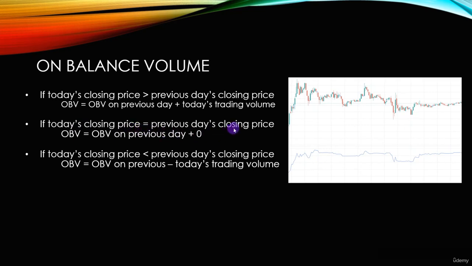If today's closing price is equal to the previous day's closing price, then OBV is equal to the OBV on the previous day plus 0. We don't accumulate anything. Then if today's closing price is lower than the previous day's closing price, then we remove today's trading volume from the cumulative OBV. And it looks like this. It's a cumulative value. It's stacking values or removing values depending on whether the price is closing higher or lower than the previous day's closing price.